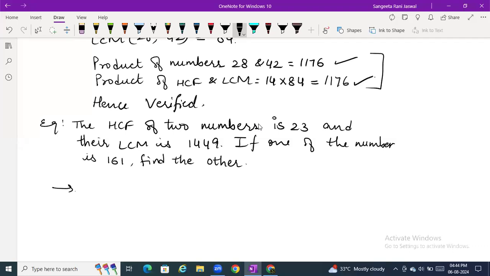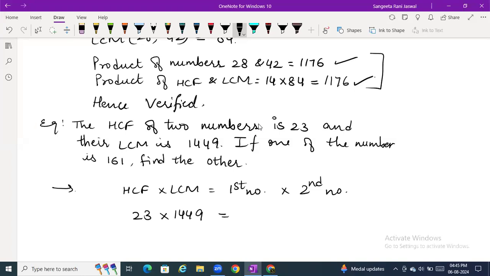So, see now, you are already given HCF and LCM. So let's write the rule first. What is the rule? HCF into LCM is equal to the product of the numbers. So let's write first number multiplied by second number. We can write like this. So we are given the HCF is 23. Now the LCM given is 1449. If one of the numbers is 161, one number is also given.